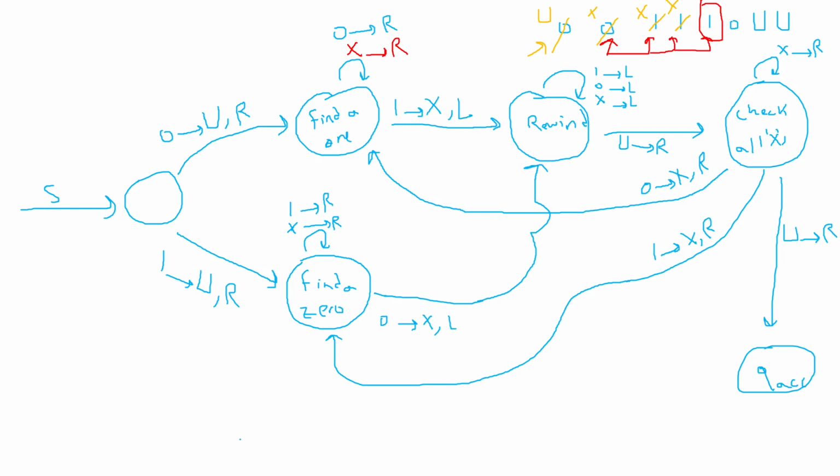So right now what happened? We crossed this 1 with an X. We went to find a 0. It's right next to us. Cross that one with an X. Then we move to the left. We rewind all the way. Check if it's all X's. It's going to say yes, and then we'll accept.